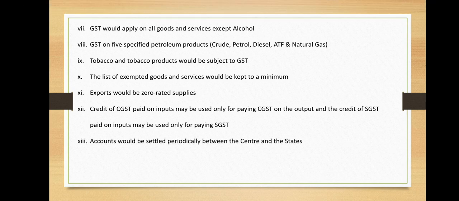Accounts would be settled periodically between the center and the states to ensure that the credit of SGST used for the payment of IGST is transferred by the exporting state to the center. Similarly, IGST used for payment of SGST would be transferred by the center to the importing state. Further, the SGST portion of IGST collected on business to consumer, that is B2C supplies, would also be transferred by the center to the destination state. The transfer of funds would be carried out on the basis of information contained in the returns filed by the taxpayers.